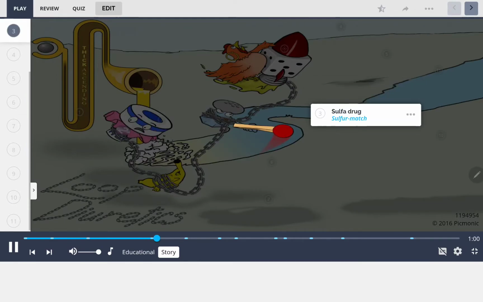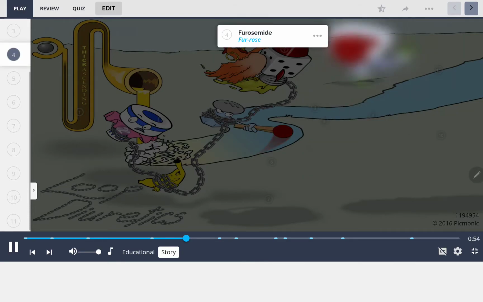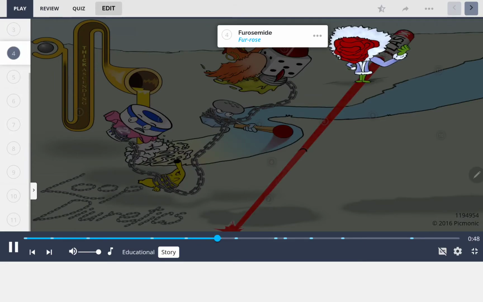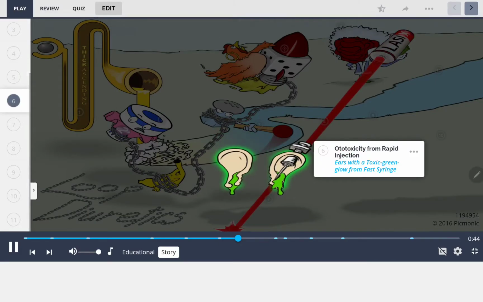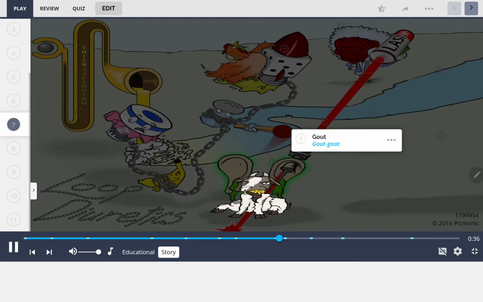She even packs along some sulfur matches for building campfires on the cold nights that surely lay ahead. The other farm animals see this as their chance to escape too, but the farmer set up a fir rose with a laser to keep them all in check. As the loop hen lifts off, the laser fires a fast syringe, causing a toxic green slime to ooze from the ears of a poor little goat.